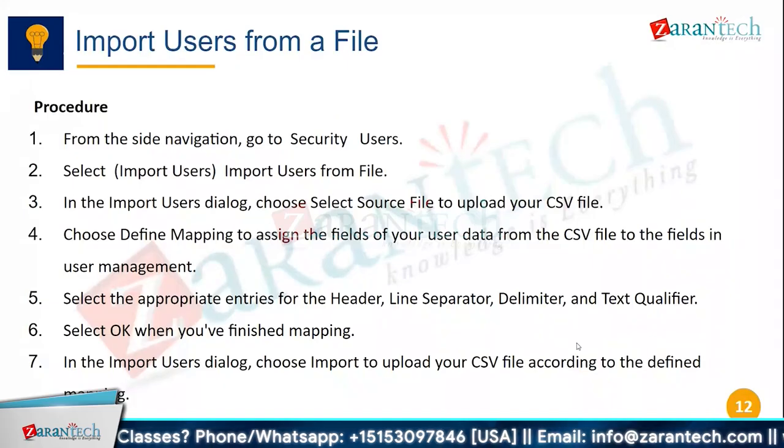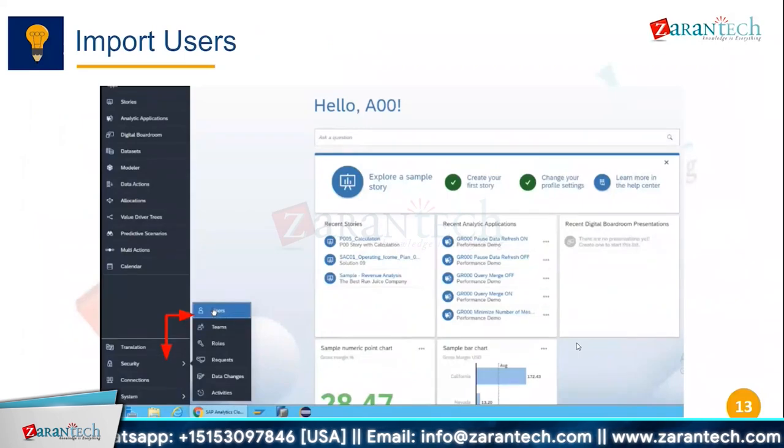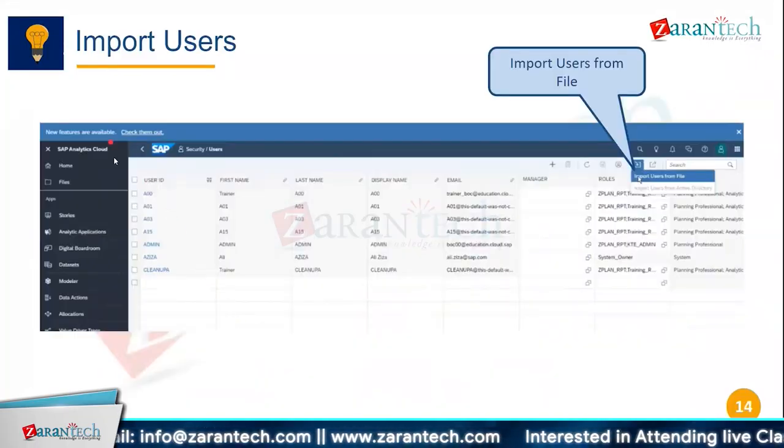So the procedure is, you just go to the security part and you click on import files. Then maybe I'll show through the screenshots. So this is how we navigate. So basically this is the security part. So once you click on security, you will be able to see users. Then you will have user ID, first name, last name, display name, email, manager, roles, licenses. Then here on the top, you have create role, create user.